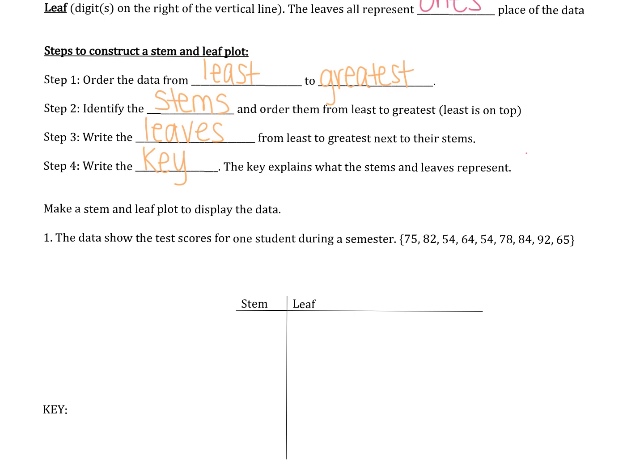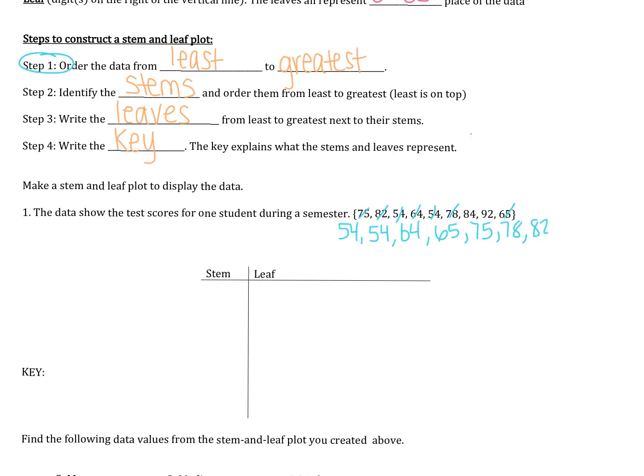Okay, so now we're going to construct a stem and leaf plot using the data. And step 1 says to order it from least to greatest. So I'm going to start writing my data in order from least to greatest from this list. Now that my data is organized from least to greatest, I need to identify the stems. So the stems represent the tens. So I have 5, 6, 7, 8, and 9.